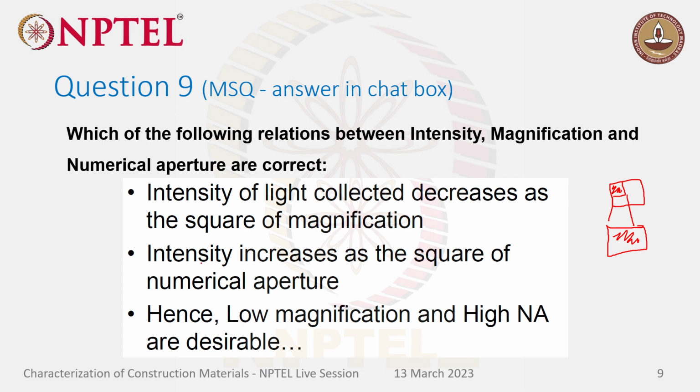In another case, intensity increases as the square of numerical aperture because the light collecting capacity is further increased when we increase the numerical aperture. So intensity increases when we increase the numerical aperture also. And if you want a better quality of image, then low magnification and high numerical aperture is desired for better imaging.